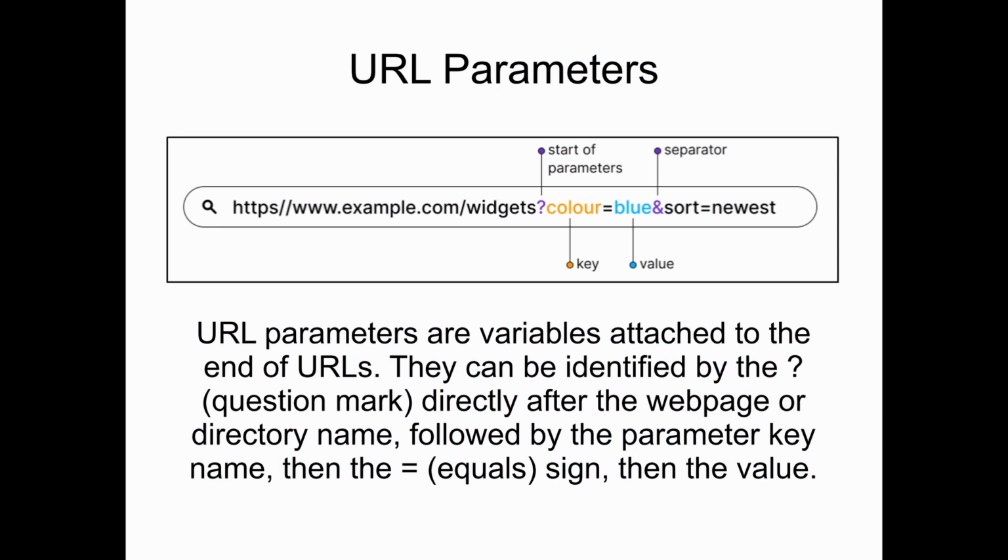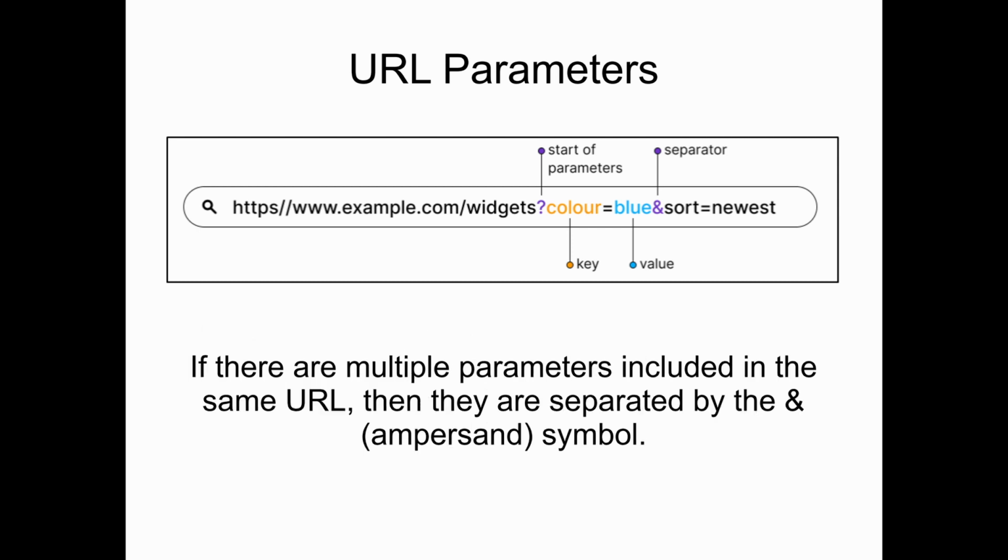URL parameters are variables attached to the end of URLs. They can be identified by the question mark directly after the web page or directory name, followed by the parameter key name, then the equals sign, then the value. If there are multiple parameters included in the same URL, then they are separated by the ampersand symbol.